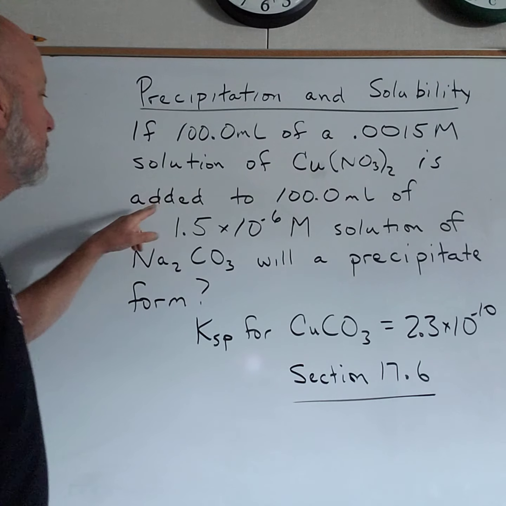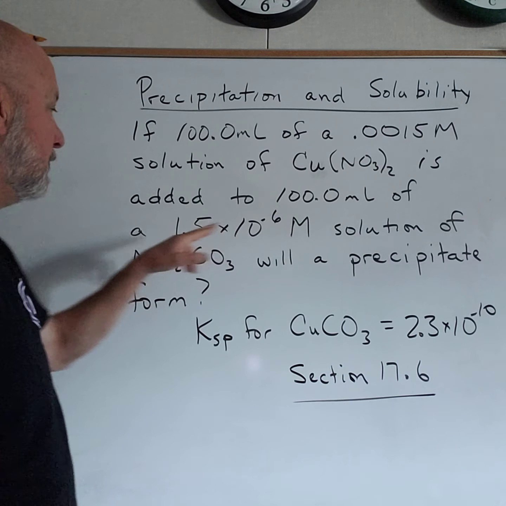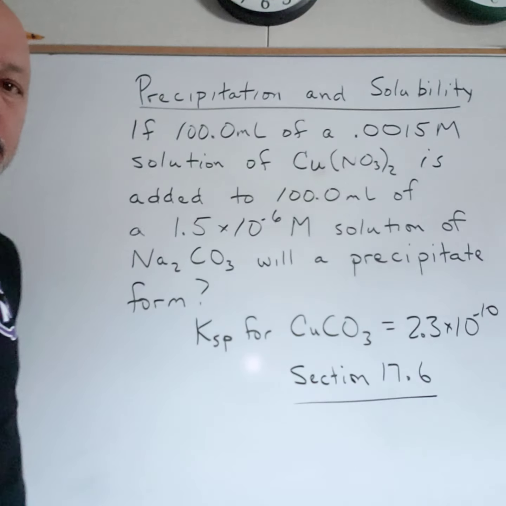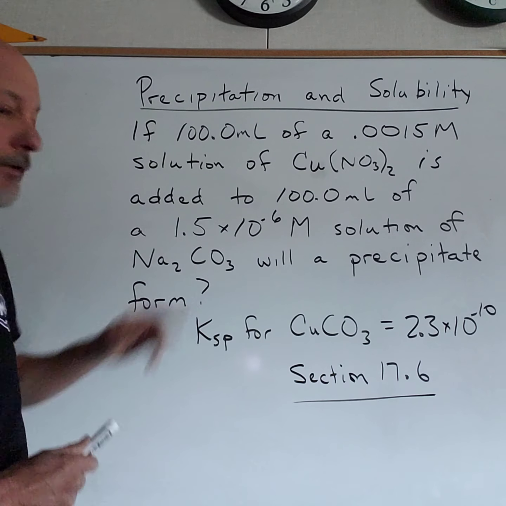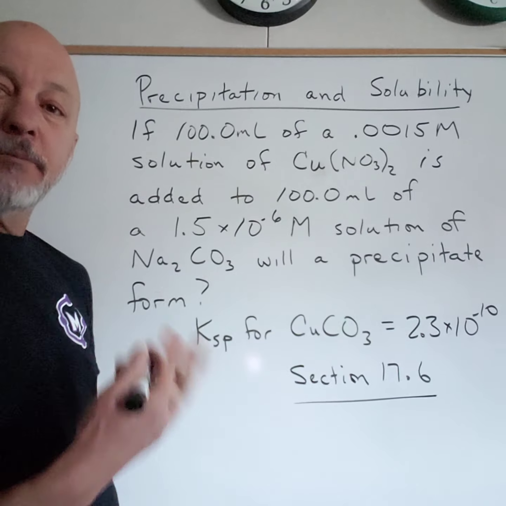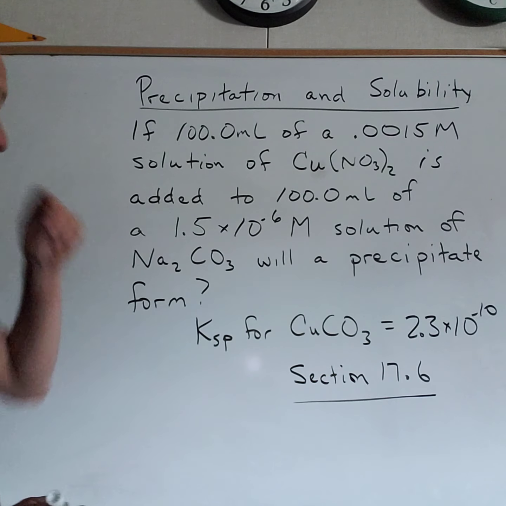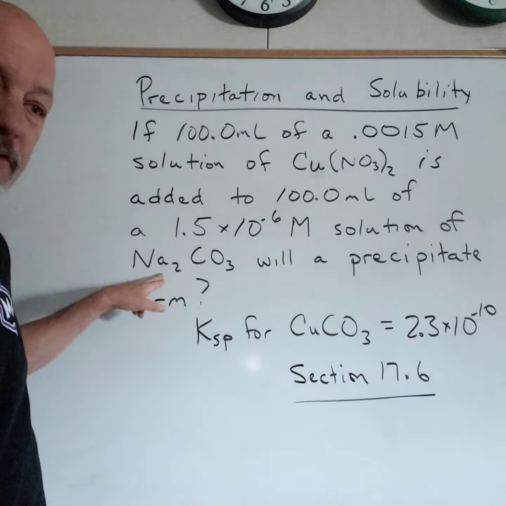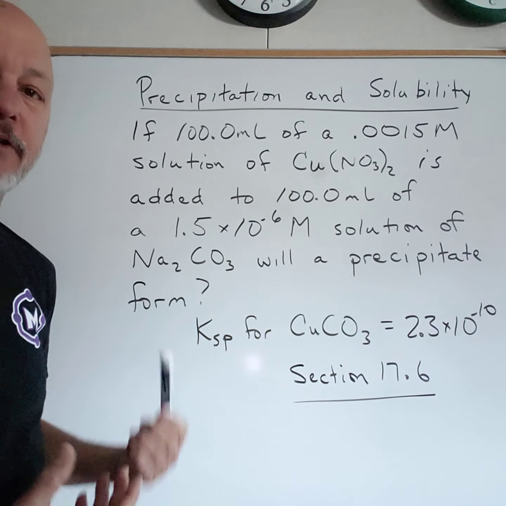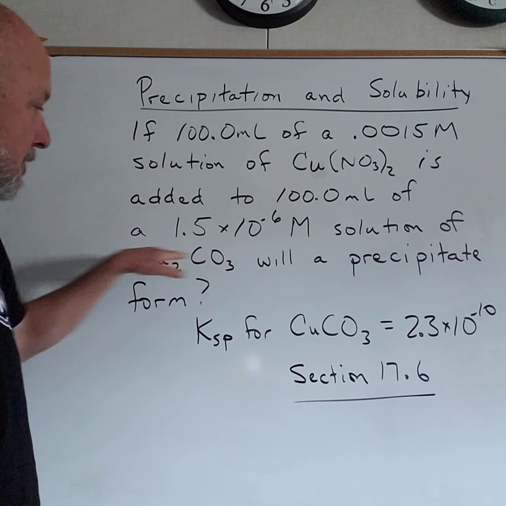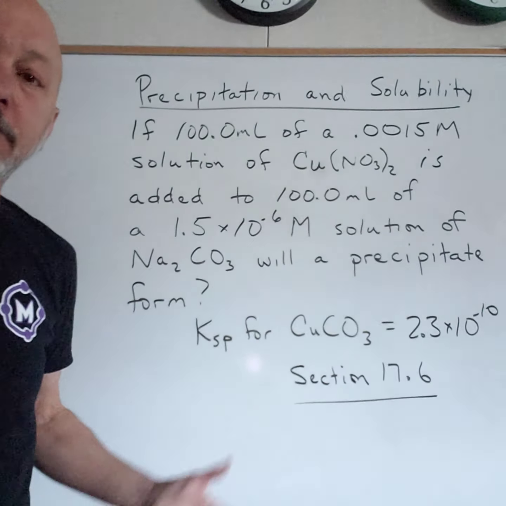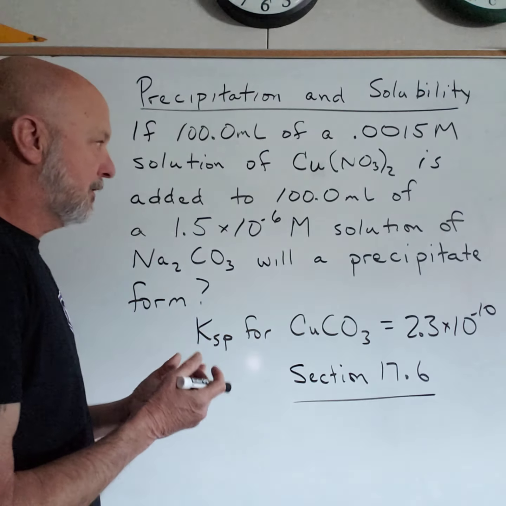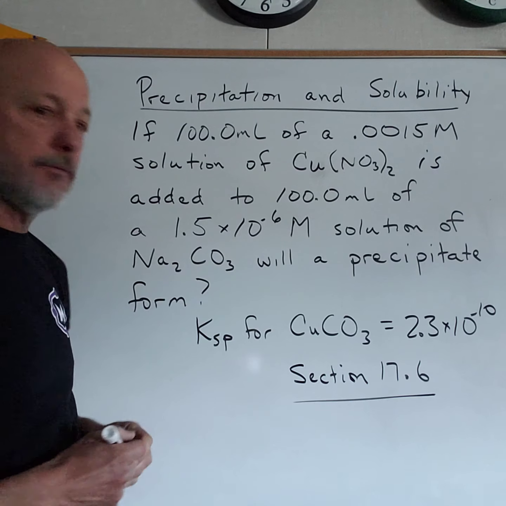I'm going to add that to 100 milliliters of a 1.5 times 10 to the minus 6 molar solution of sodium carbonate. Carbonate tends to form insoluble compounds with a lot of things. So what have I done? I've combined it with sodium. Sodium ions are soluble with everything, right? Alkali metals are always soluble. So this is also a completely soluble compound. But when I mix them, I may form a precipitate depending on how much of the copper ions and the carbonate ions are there.